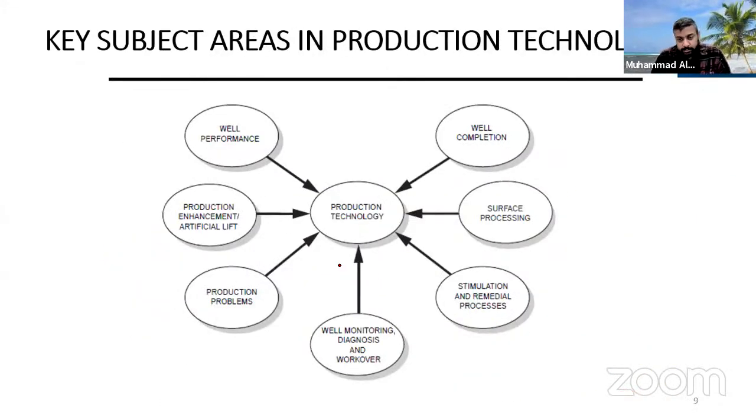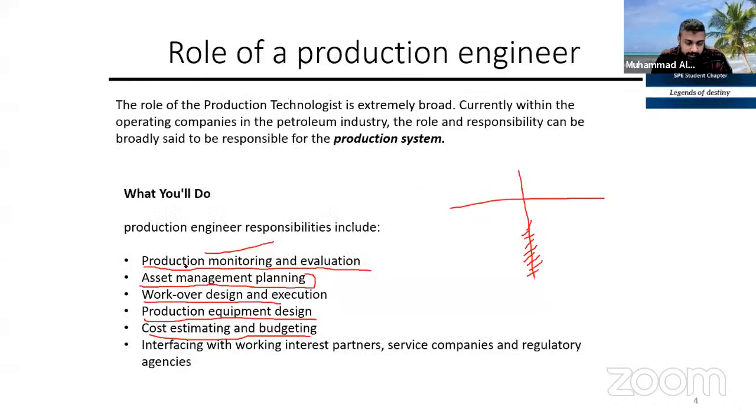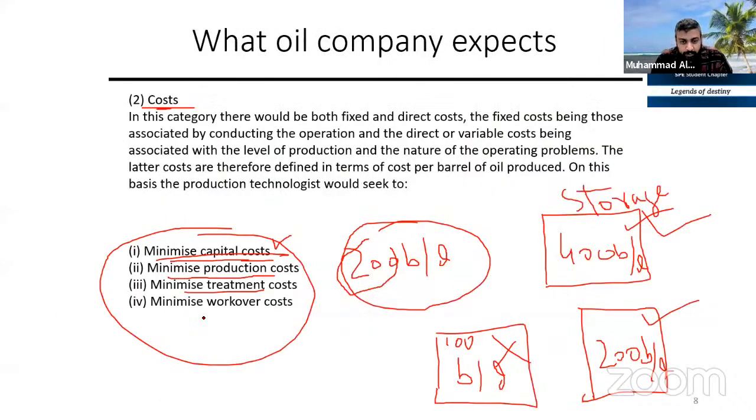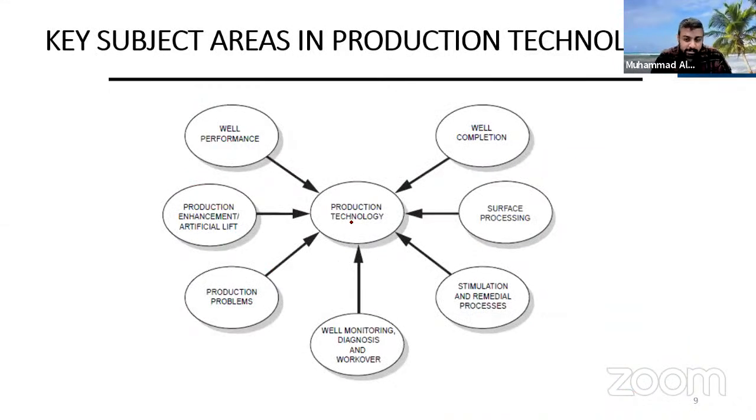Now, as a production engineer, what are the main domains that we work on? We said that we monitor the production, we do our asset management, we have our workover designs, we have our equipment designs, and so on. Now let's look at the services that as a production engineer we can provide. You can work as an artificial lift engineer, or you can work on the asphalting problem, or you can work on the monitoring, diagnosis, and workover.